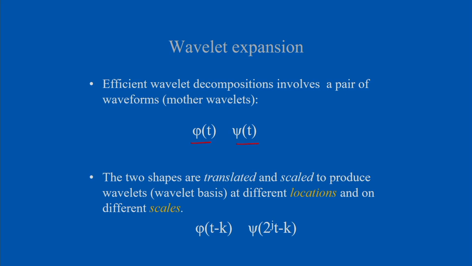And you can see the two shapes are translated and scaled to produce number of wavelets at different locations and on different scales. I can do the translation, I can do the scaling, so that I will be getting number of wavelets. So here you can see this phi(t) is used to encode low resolution information, and this psi(t) is used to encode detailed or high resolution information.